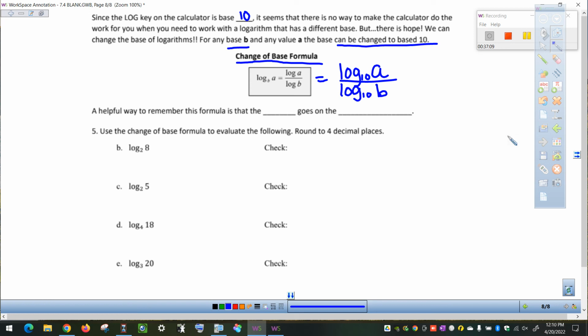Now, a helpful way for us to remember where the values go, what position they go in, on the top or the bottom, is that the little base part, we're going to call that B. Notice how that's the number that gets listed on the bottom. So I always think about that here. Base goes on the bottom, and they both start with the letter B.